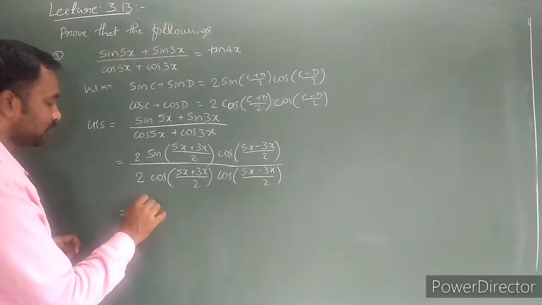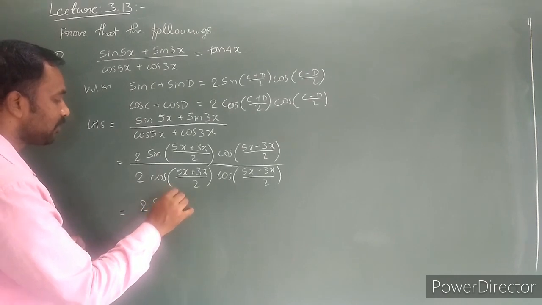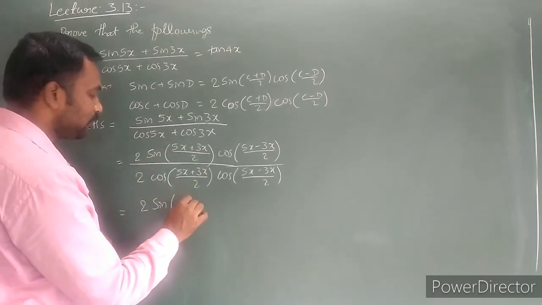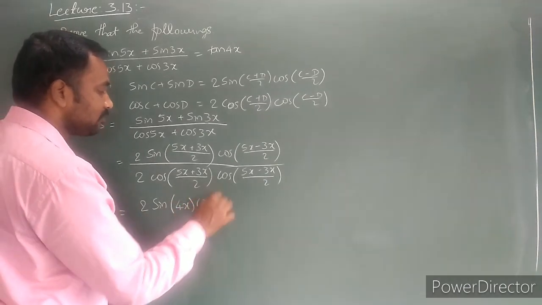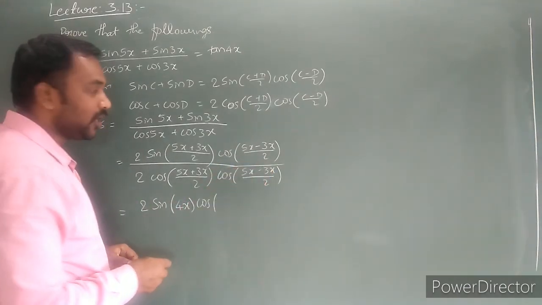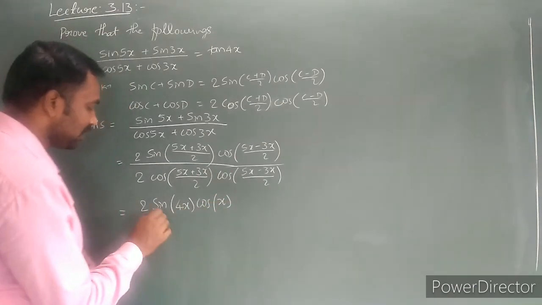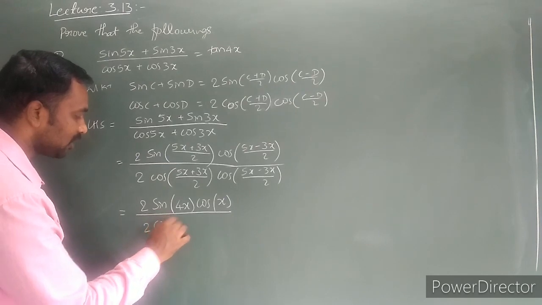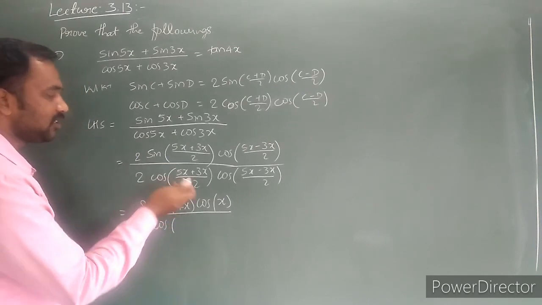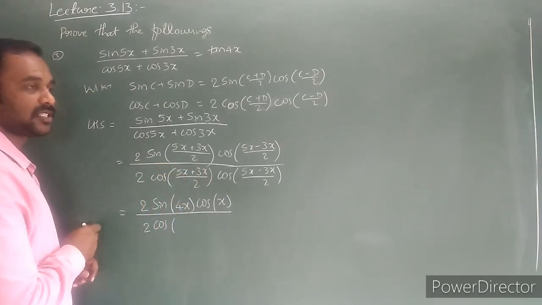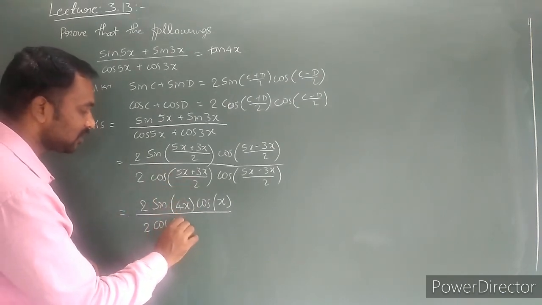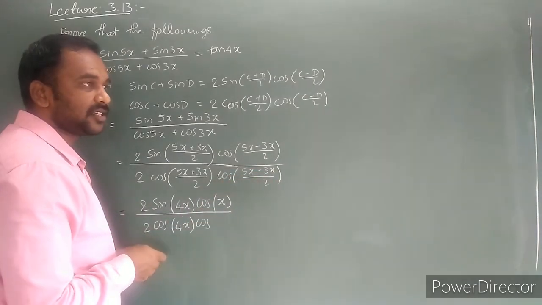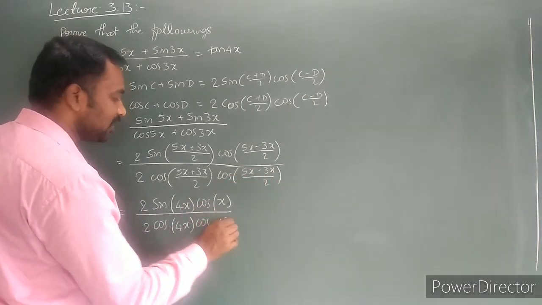Okay. Now, 2 sine. Simplify the angle: 5x plus 3x is 8x, by 2 is 4x, into cos of 5x minus 3x, which is 2x, by 2 is only x. Next, 2 times cos of, again the same angle, we can write it or else calculate: 5x plus 3x, 8x by 2 is 4x, into cos of 5x minus 3x, 2x by 2 is only x.